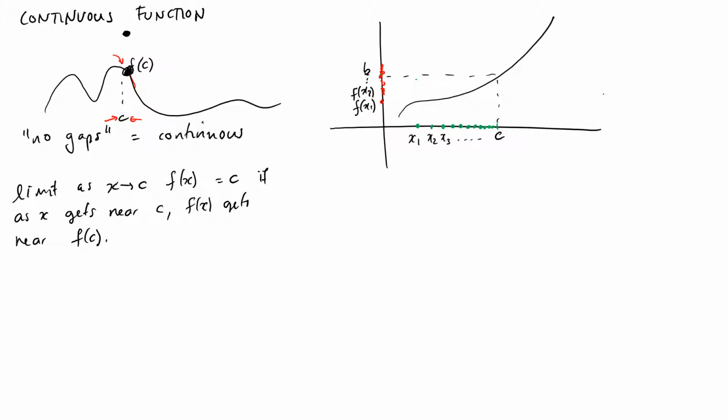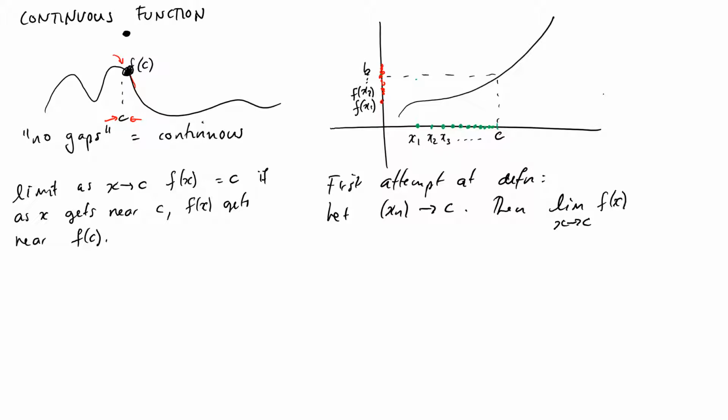So maybe our first attempt at a definition would be: let xn tend to some c. Then the limit as x tends to c of f of x is equal to the limit of the sequence of function of our sequence values.